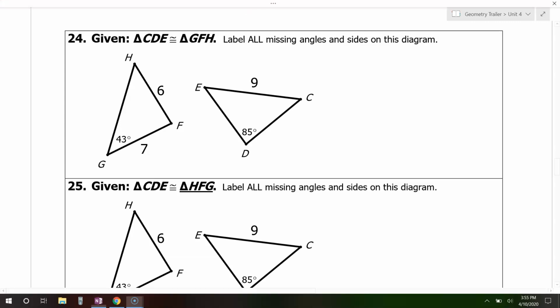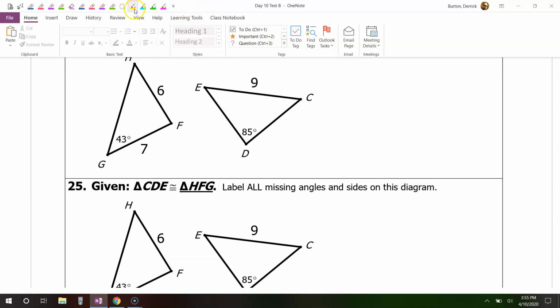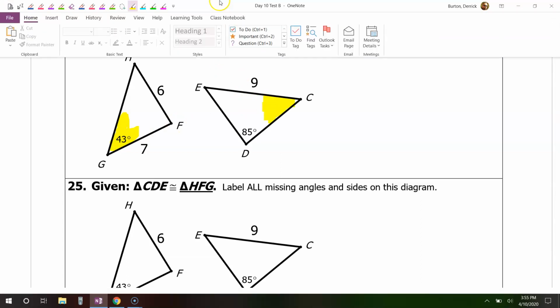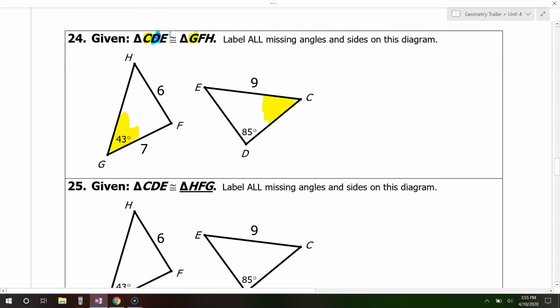Angle G is congruent to, let's see, so here's angle G, and that's in the same position as angle C. So angle G and angle C are congruent. So here's angle G, and here's angle C. So I know they're going to be congruent. Here's angle D and angle F. So that means angle D and angle F are going to be congruent.